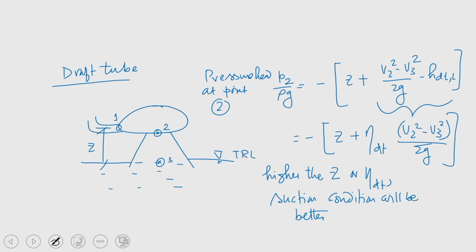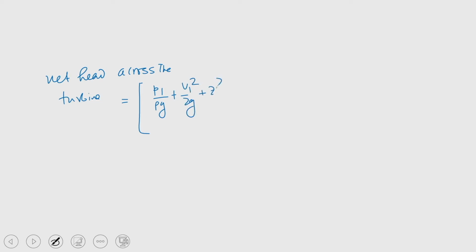If I write this particular quantity, the net head across the turbine, I am just rewriting the expression that we have written in the last class, that is nothing but P1 by rho g plus V1 square by 2g plus Z minus V2 square by 2g plus eta dt (V2 square minus V3 square) by 2g.